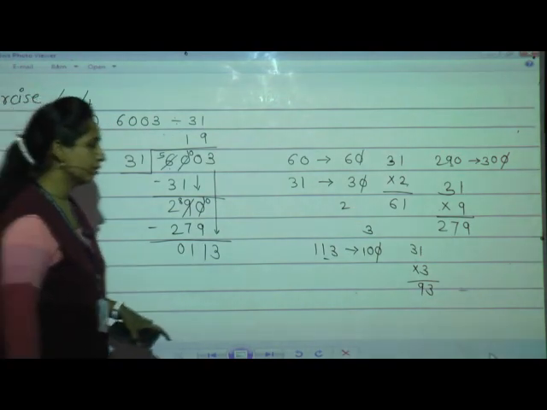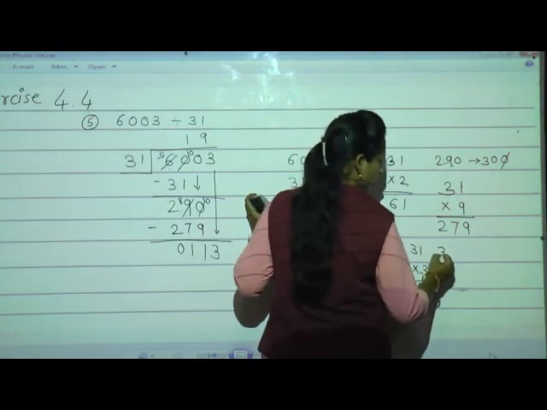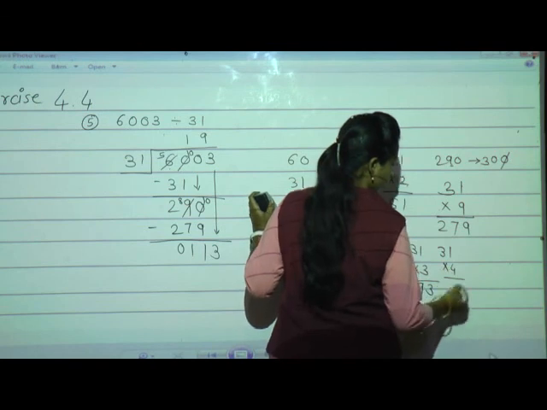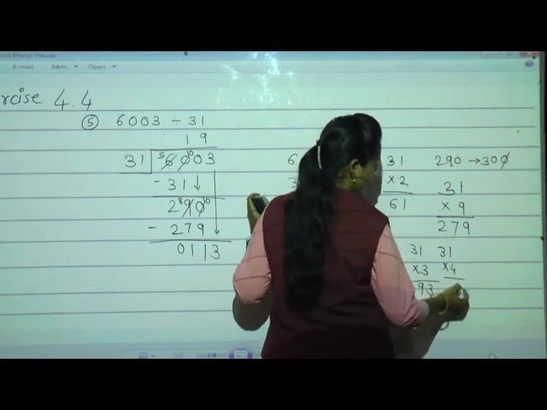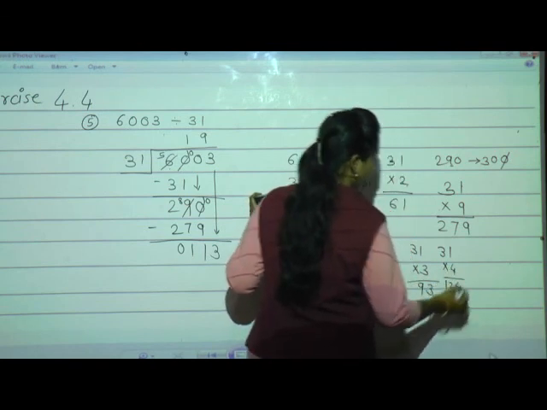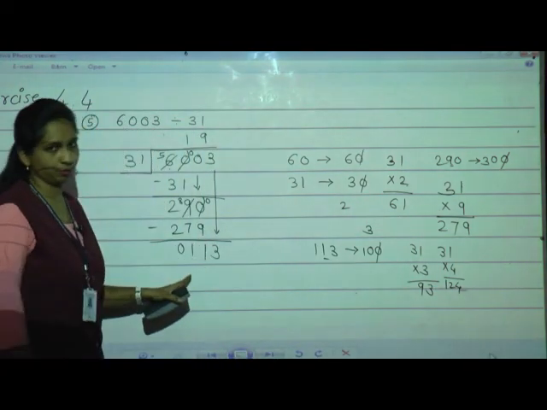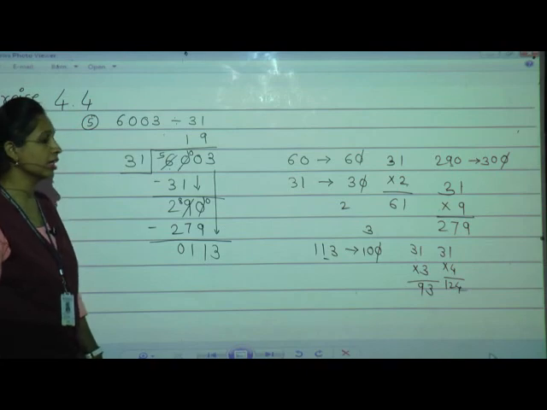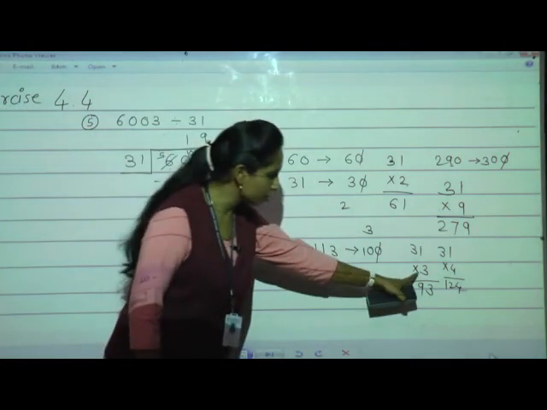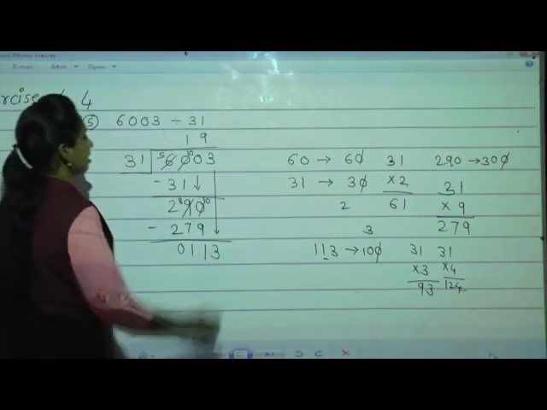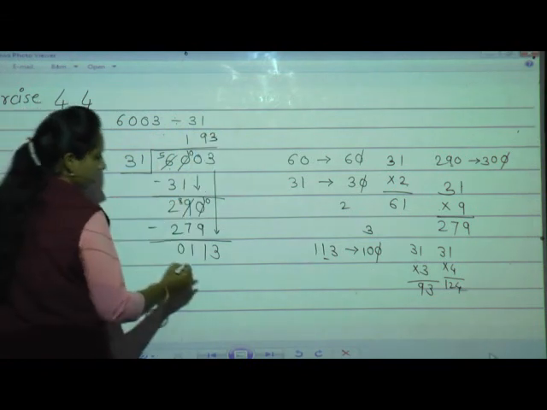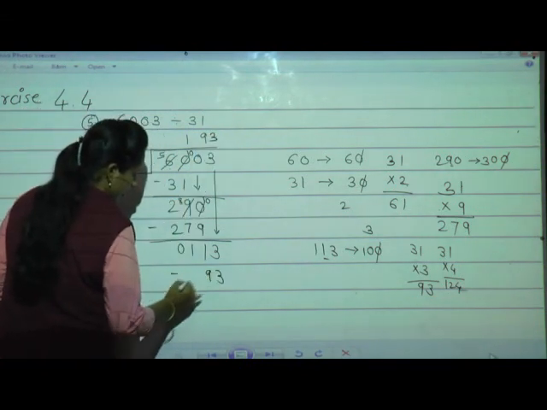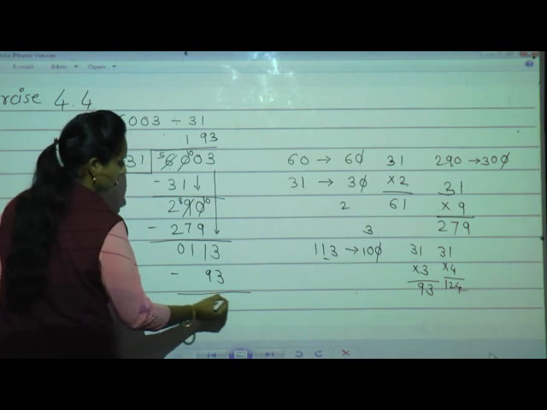But what we will do? We will cross check with quotient 4 also, whether quotient 4 will go into the given number. 4 ones are 4, 4 threes are 12, so 124. No, because 124 is greater than 113. So we have to take quotient 3 only. 3 times 31 is 93. Now subtract. 3 minus 3 is 0.